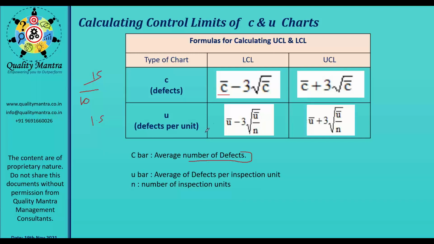And then for the U chart, the LCL and UCL is calculated by U bar, that is average of defects per inspection unit, divided by N, that is number of inspection units. So here U bar, average of defects per inspection unit, minus 3 into under root of U bar upon N. And here there is a plus, that is the only difference between LCL and UCL. If any questions are there regarding this, please ask, else we will move to the Excel sheet and see how we can make this C and U chart on the Excel sheet.